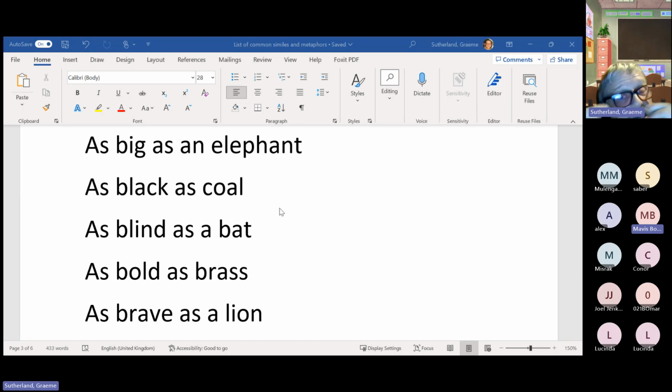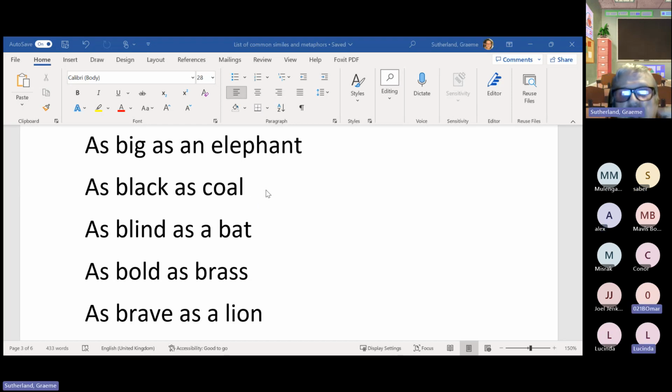Now, additionally, you might also have some fun if you were using this in a piece of writing. You might get some fun in there talking about other elephant items if you wanted to. But the basic meaning is largeness, enormousness. As black as coal. Something really dark. Really black.